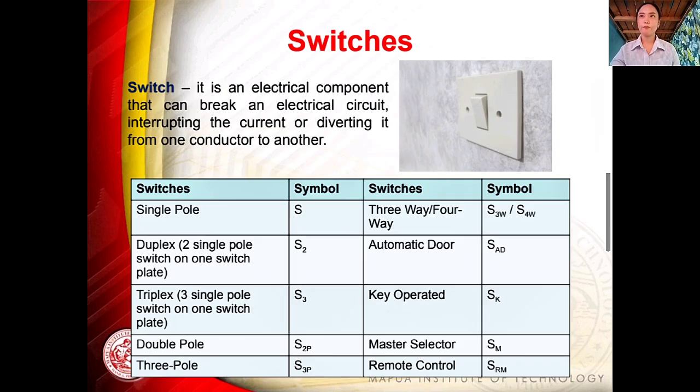Next is switches. So switches or switch, it is an electrical component that can break an electric circuit, interrupting the current or diverting it from one conductor to another. So here's the types of switches and their symbols. So single pole, duplex or two single pole switch on one switch plate, triplex or three single pole switch on one switch plate, double pole, three pole, and three-way or four-way, automatic door, key operated, master selector, and remote control.